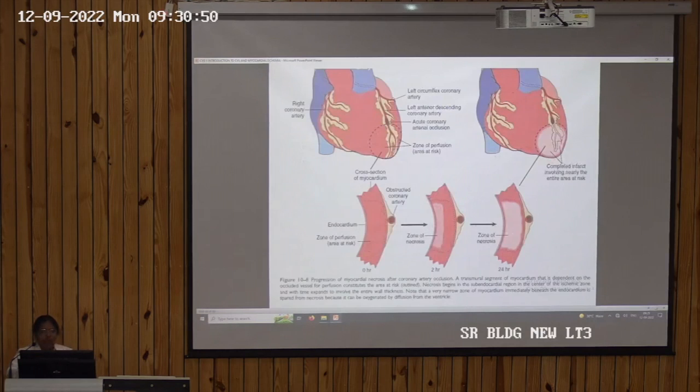Now, the supply is from the epicardial arteries. So the supply of the vessel to the myocardium is from the epicardium to the endocardium. So the endocardium is the zone which is the most susceptible to ischemic injury. So when the necrosis starts, it will start from the endocardium to myocardium, and then a transmural infarct will occur. However, a very narrow zone in the endocardium is spared from necrosis because it gets supplied directly from the blood which is present in the chambers.